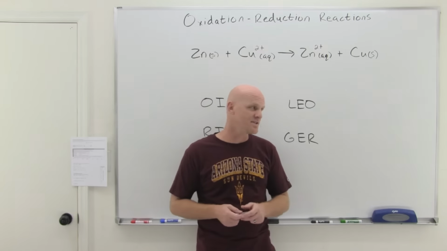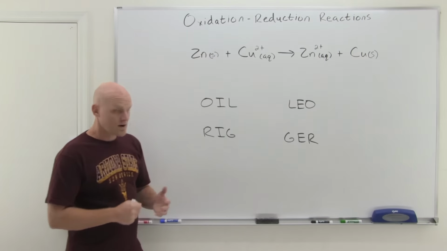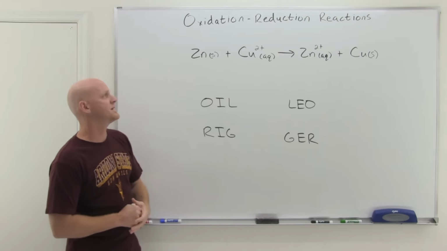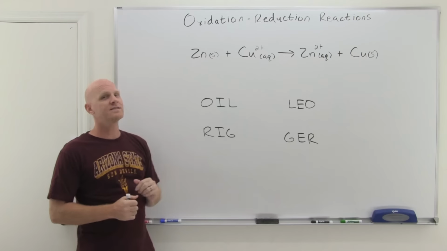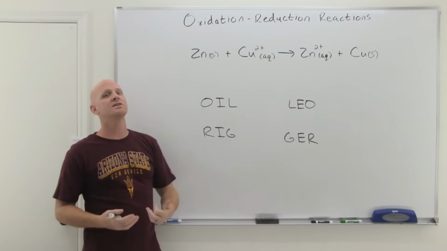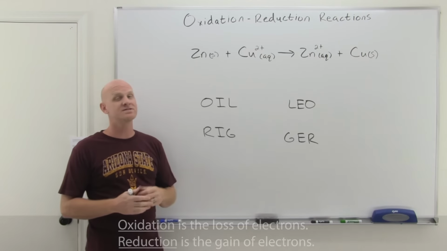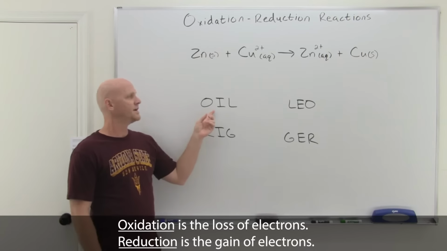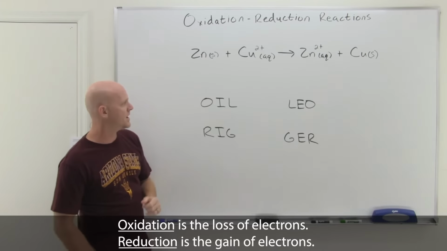All right, let's dive into this here. So we've got to start with an example of a redox reaction here, or an oxidation-reduction reaction. The one I've given here, and we've got to define some terms here, which are going to be oxidation and reduction. And oxidation is the loss of electrons, reduction is the gain of electrons, and we have some lovely little mnemonics here to help us remember those.